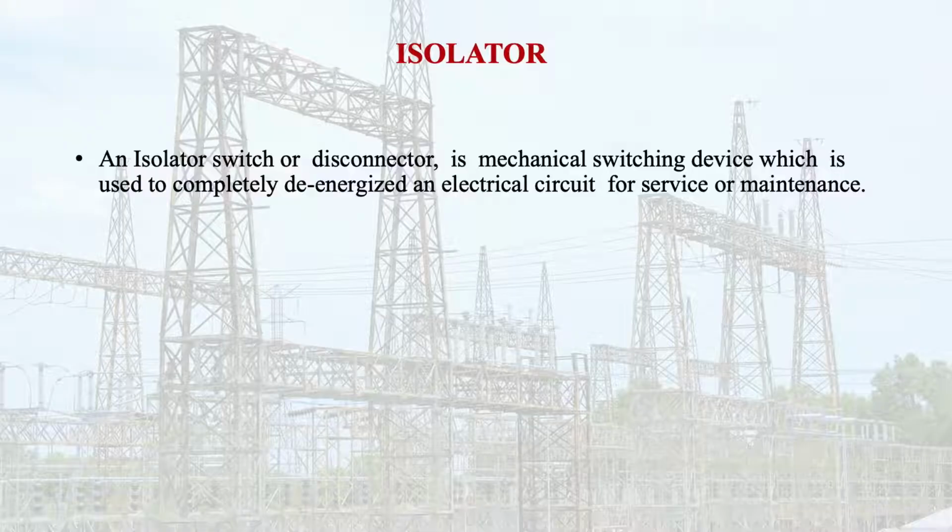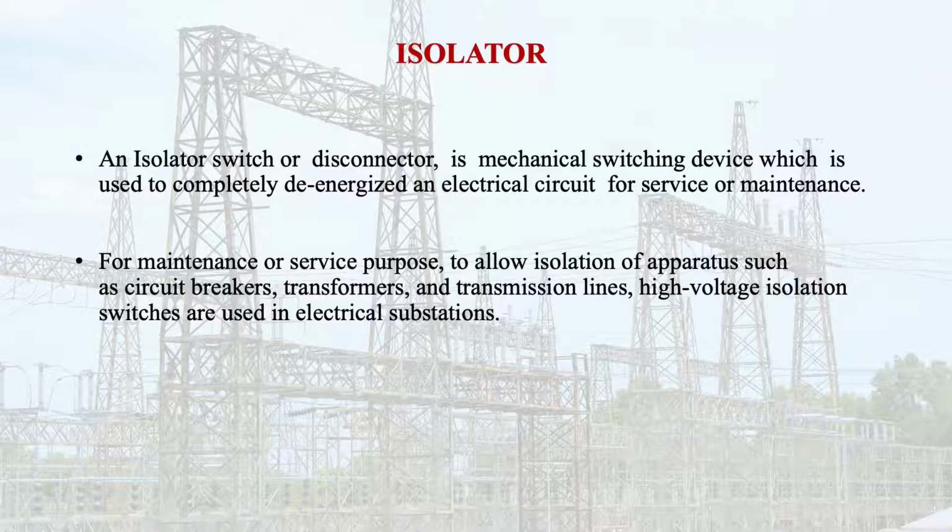So the next is the isolator. When you hear about the circuit breaker, you must also know about the isolator. You will see in the layout of the substation that the circuit breaker and isolator are installed closely. An isolator switch, or disconnector, is a mechanical switching device which is used to completely de-energize an electrical circuit for service or maintenance. Disconnectors can be manual or motor operated.